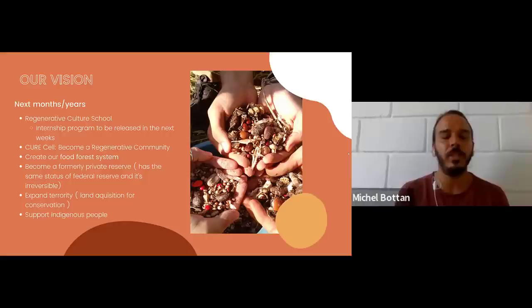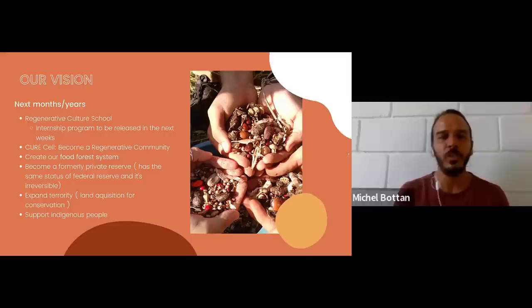Our vision for the next months and years is to create a school. We call it regenerative culture school, because we need to change our culture, which means the way that we live, the way that we perceive our life. So in the next weeks, we should release our internship program. And we're also gonna evolve to become a community, because we know it's not easy to manage a land of this size, which is not big for Brazil, but it's very tough. And we need to learn how to live in a different way. So we need to create new communities. So we're gonna evolve to become one.